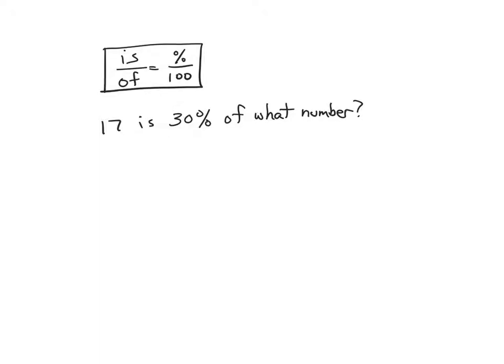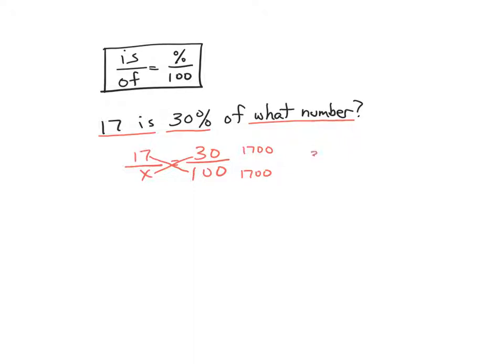As I go through and do this problem, once again I see the 30 is set up with the percent, so the right hand side is going to be 30 over 100. It says 17 is, so the 17 is on the top of the left hand side of the proportion. Of what number? I don't know my of, so that's my x. And now I have my proportion set up. So I know 17 times 100 is 1,700, and I know 30 times x also has to give me 1,700.